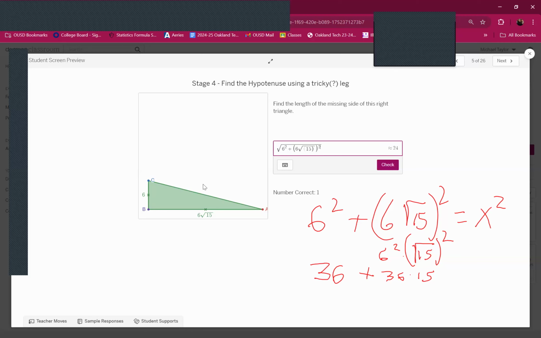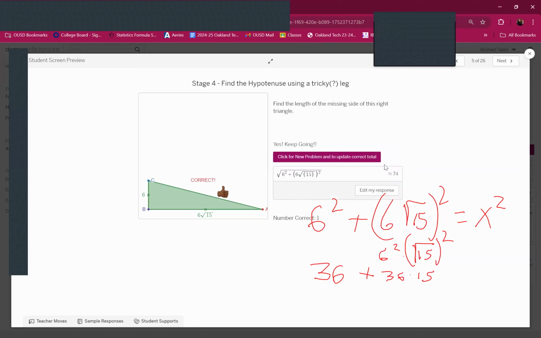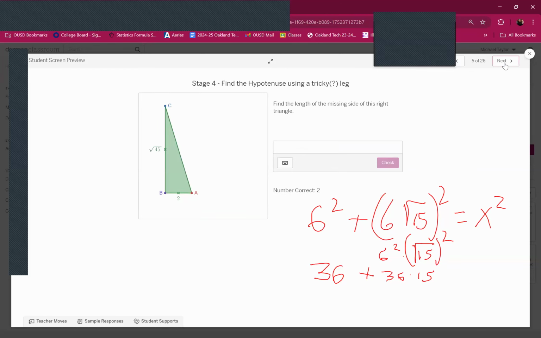No, it's 24. So that's exact. 6 squared is 36. My 6 square root 15 is whatever the 36 times 15 was, and then I've got it all in the square root. So that's right. Okay, let's see what we got left here.